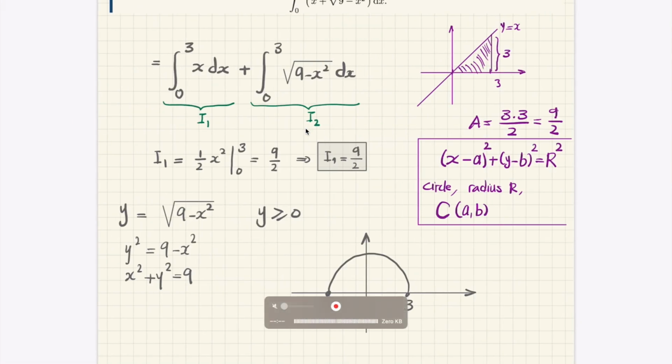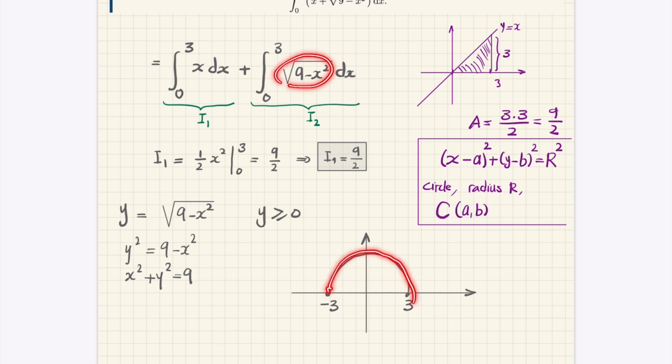Anyway, now what is the integral? The integral is the area under this curve, but not from minus 3 to 3. It is limited from 0 to 3. So this integral represents this area. But do I need an integral to calculate this area? No.